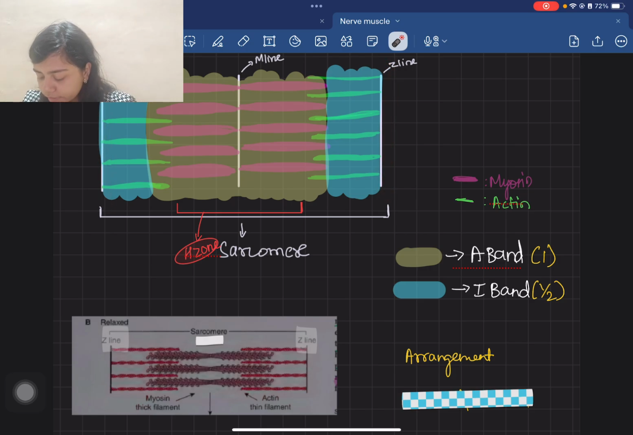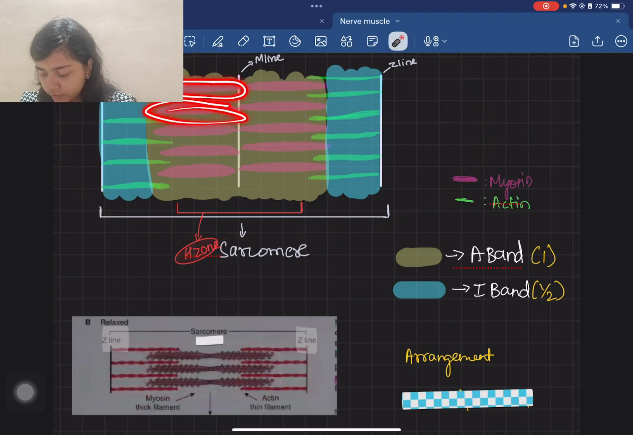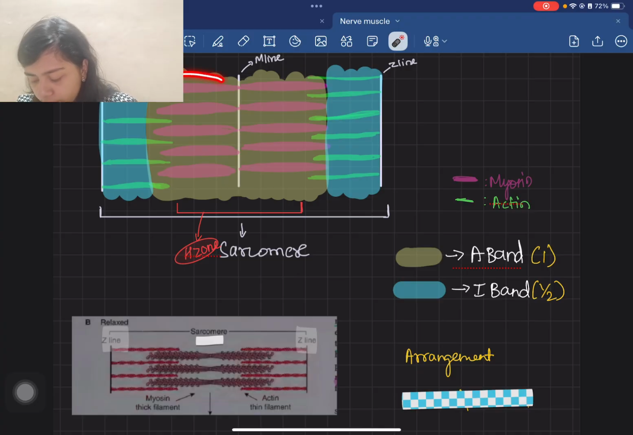How I'll remember this is because myosin will be attached to the M line. M for myosin, M for M line, and because actin is the thin filament, myosin is going to be the thick filament. In this diagram, the pink ones seem to be fatter compared to the green ones. So these are your myosin filaments, and the green ones are your actin filaments. Now we know the location of actin and myosin: actin is attached to the Z line, myosin is attached to the M line.